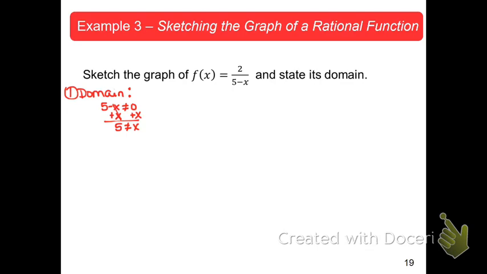So what's my domain? From -infinity to 5, union, and then 5 to infinity. Why are the union things just happening?